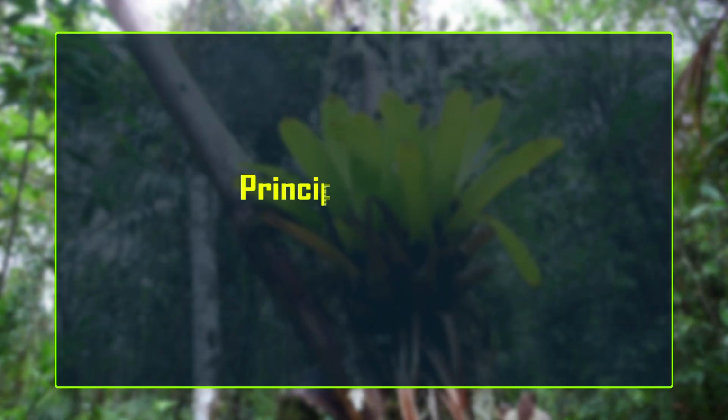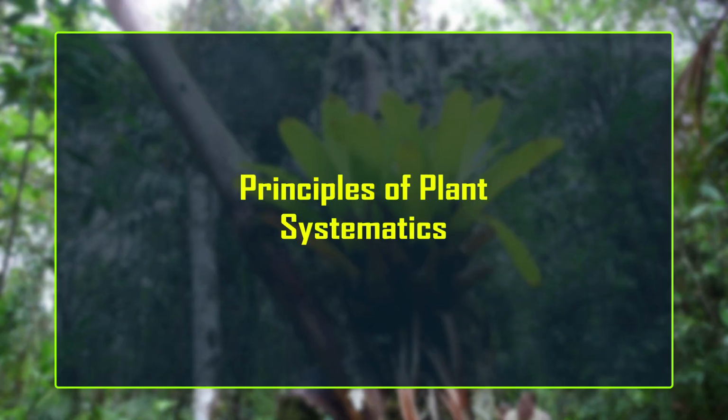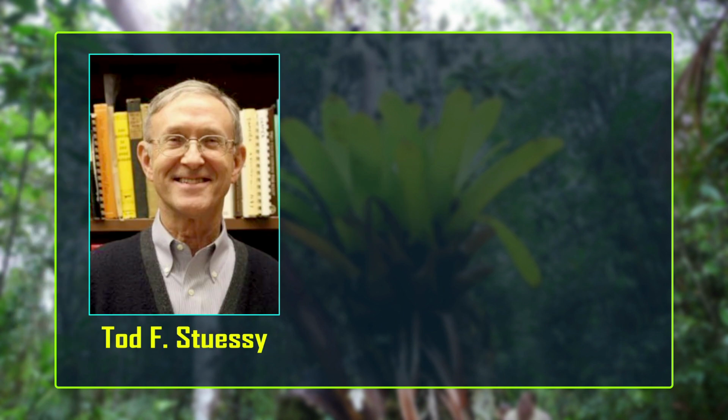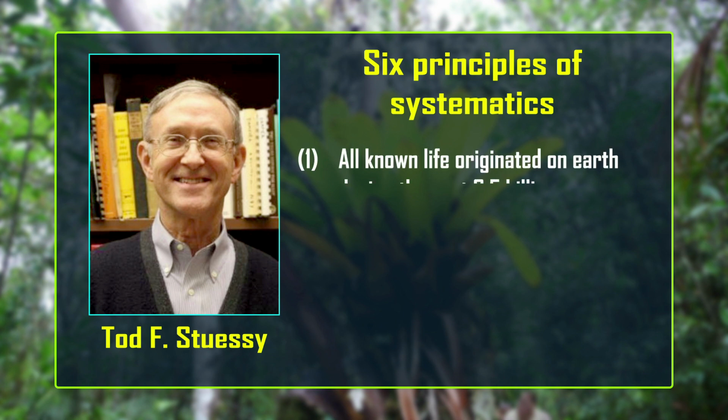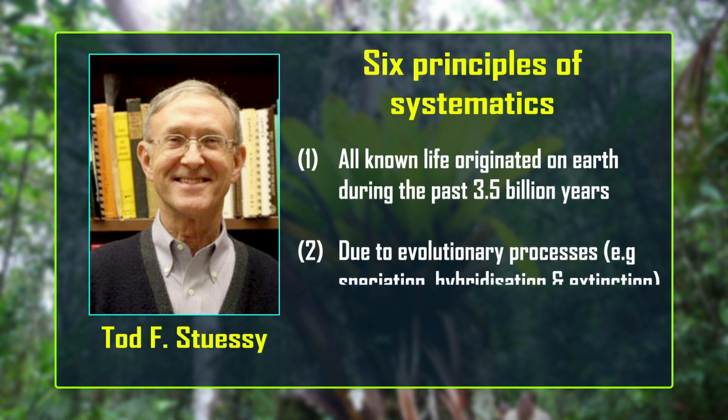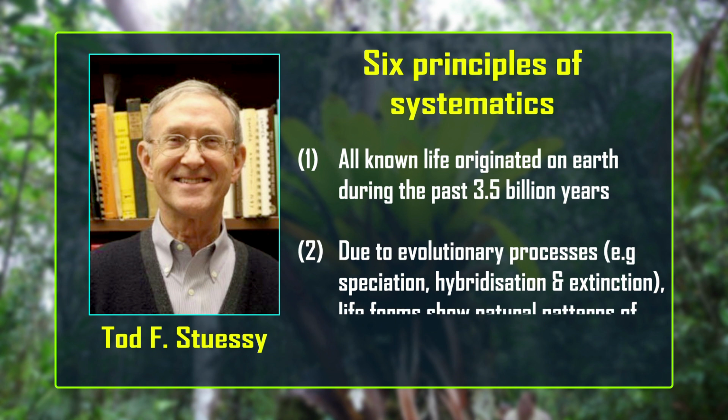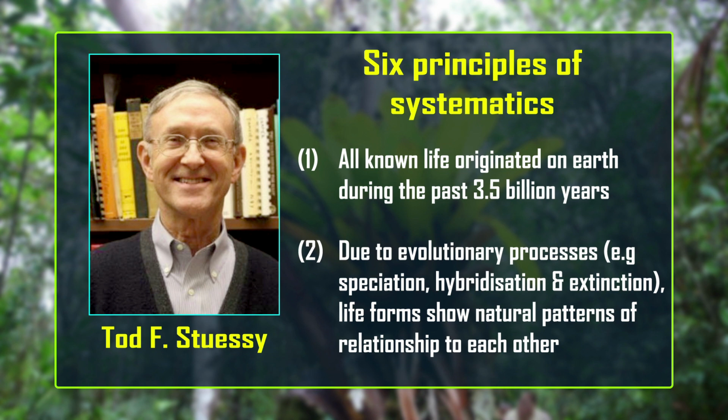With this historical background about the term systematics and how it is presently defined, now let us discuss the various principles of systematics. Stuessy in the year 2006 put forth six major principles for the discipline of systematics. Number one, all known life originated on Earth during the past 3.5 billion years. Number two, due to evolutionary processes, that is speciation, hybridization, and extinction, the various life forms show natural patterns of relationships to each other.